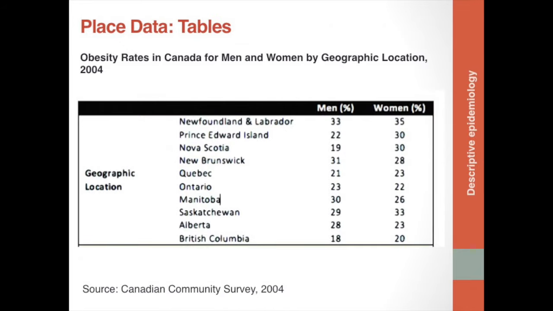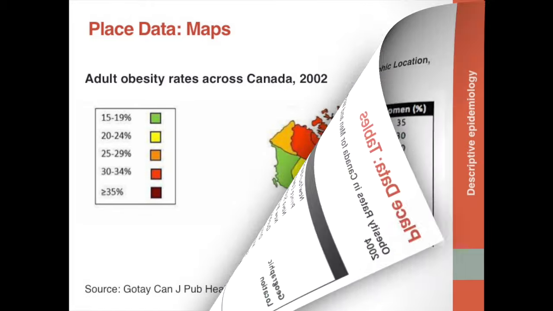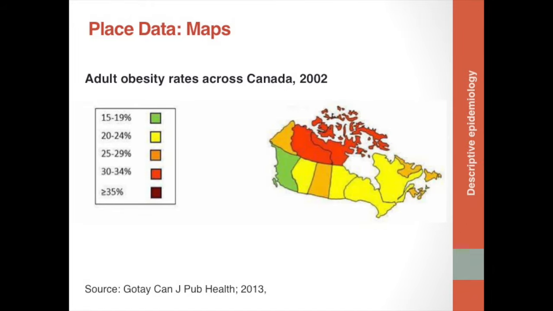This is a table showing place data on obesity in Canada in 2004 by sex. In this case, the place under examination is at the provincial level. We have seen that place data can be shown in a table or a graph. However, a map provides a more striking visual display of place data.